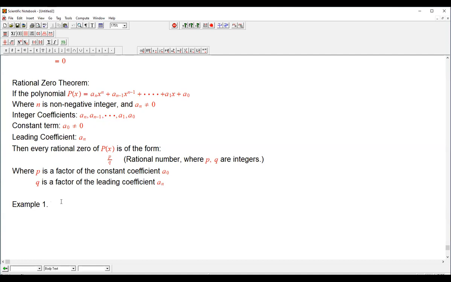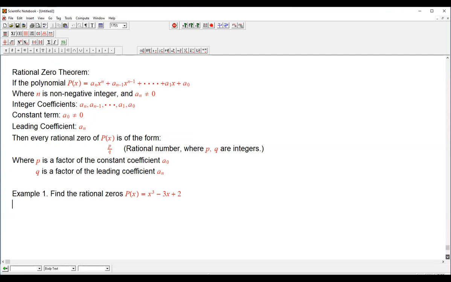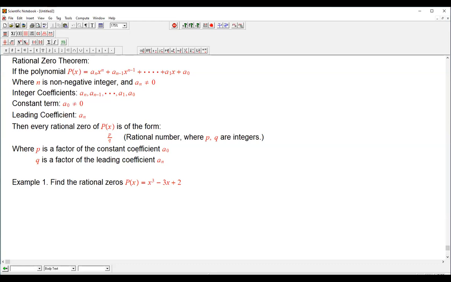Let's take this example. Find the rational zeros of this polynomial function, which is x raised to the power 3 minus 3x plus 2. So we're going to apply the rational zero theorem.